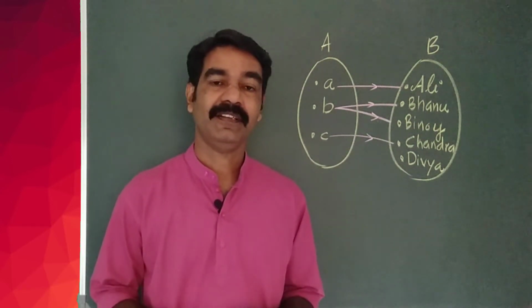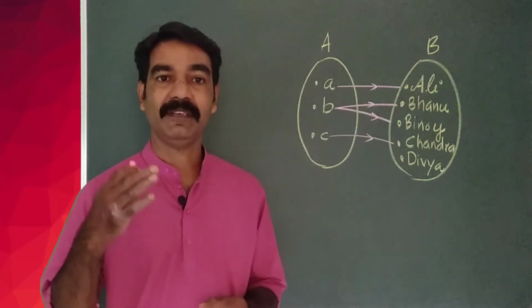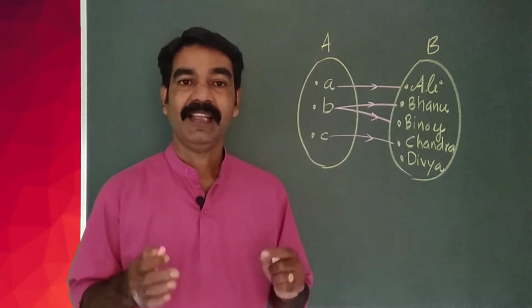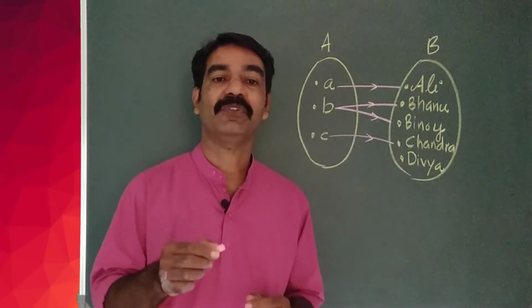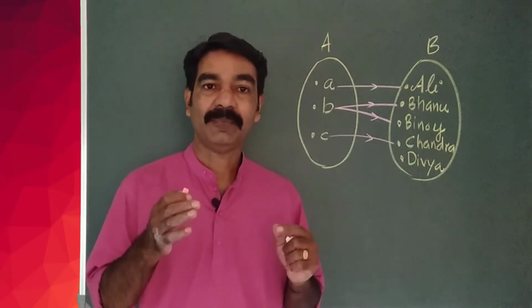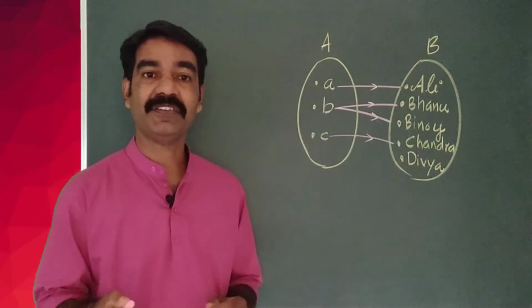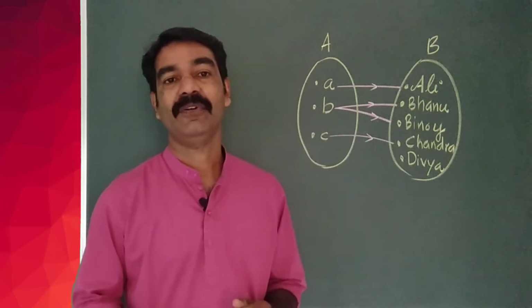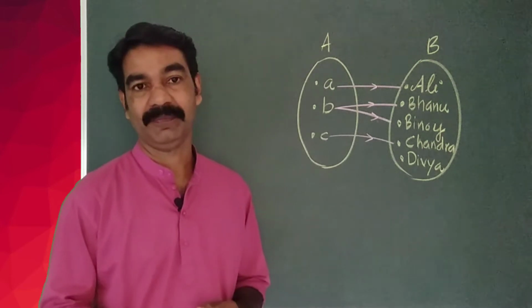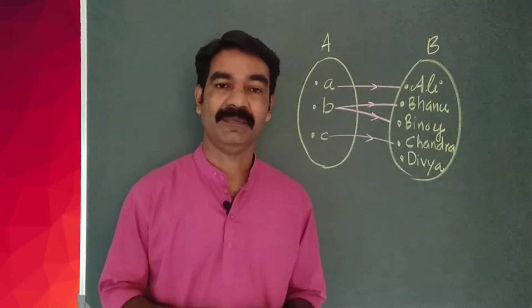So what is a relation? A relation from a non-empty set A to a non-empty set B is a subset of the Cartesian product A cross B. And the subset is derived by describing the relationship between the first element and second element of the ordered pairs in A cross B. The second element is called the image of the first element, isn't it?